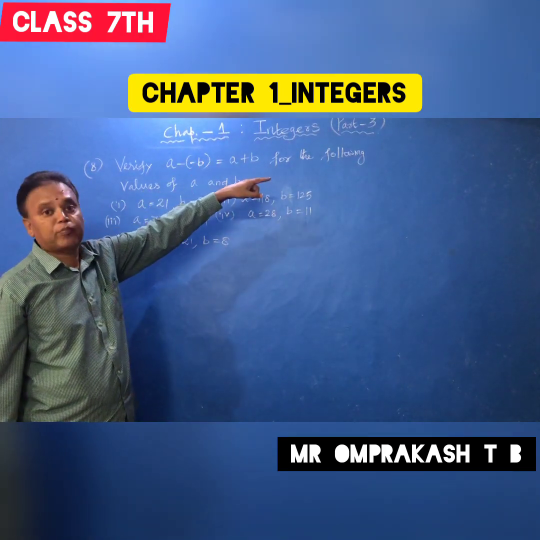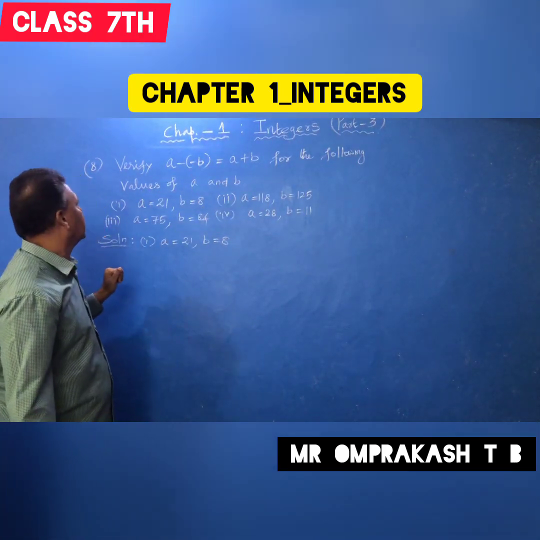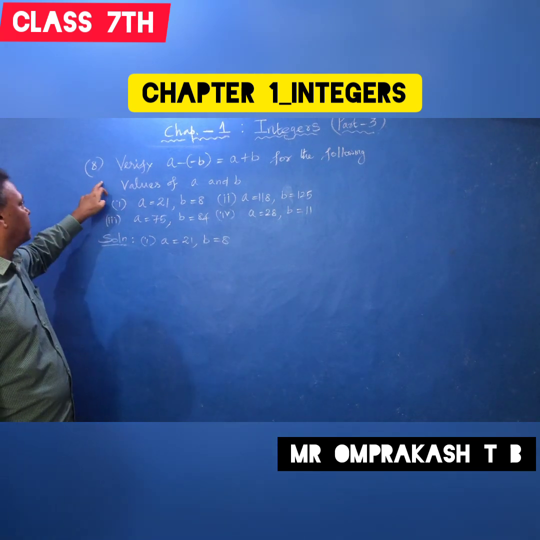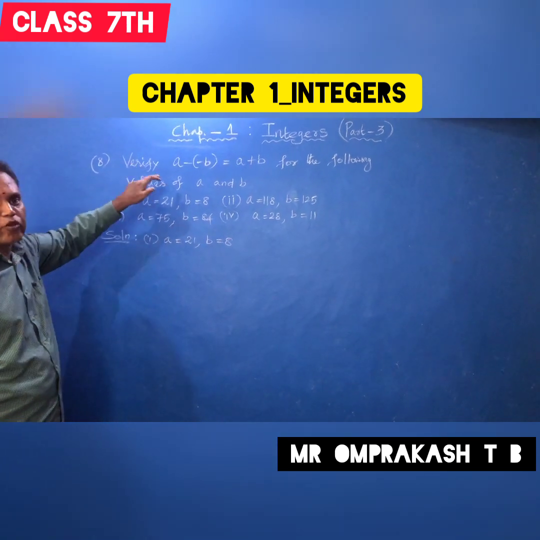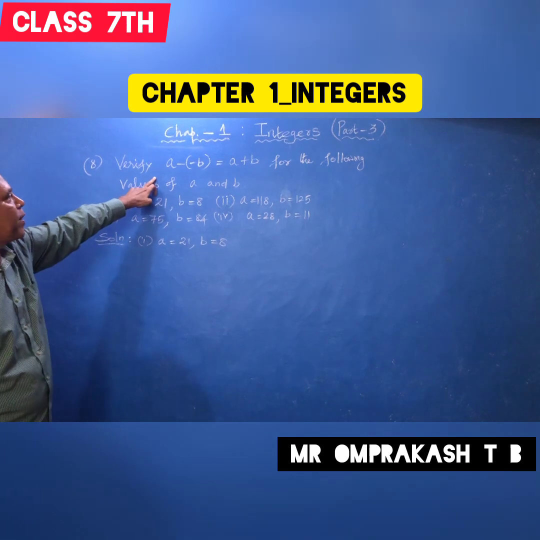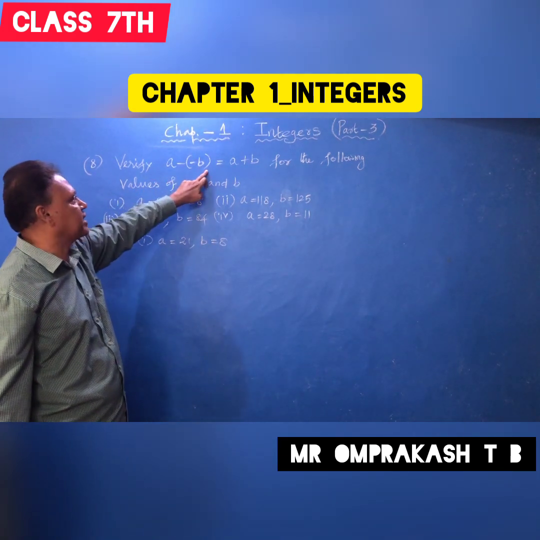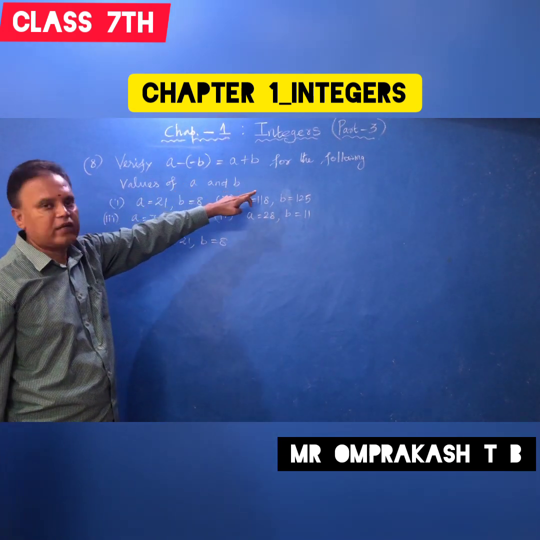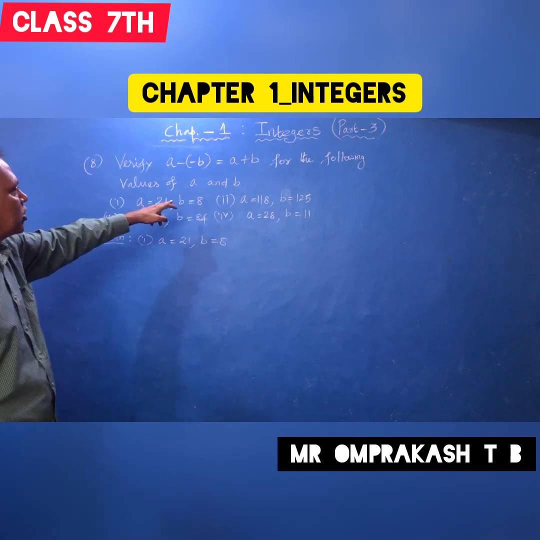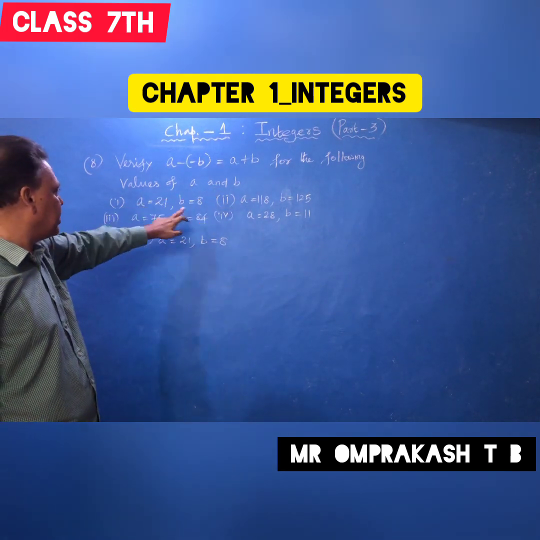Chapter 1 Integers Part 3. Okay. So we will see the 8th problem. In exercise 1.1, the 8th problem we will see. Verify a minus of minus b equal to a plus b for the following values of a and b given.